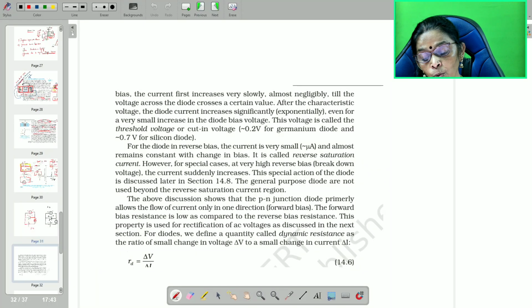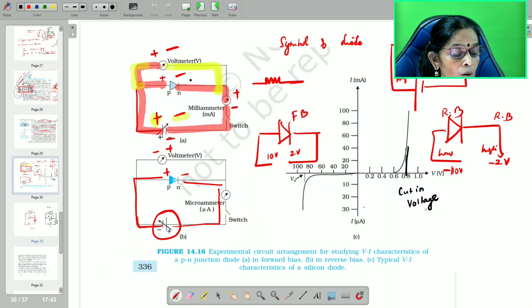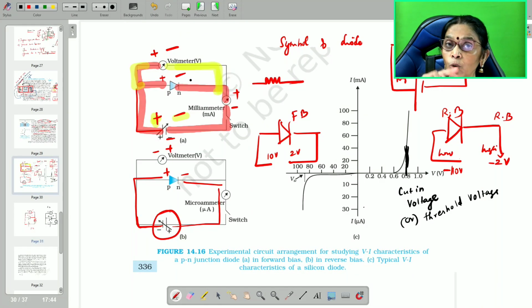So you must note down the threshold voltage or cut-in voltage. What is the cut-in voltage or threshold voltage? The voltage at which the current starts increasing rapidly in the forward bias is called the threshold voltage. Note down, children, the threshold voltage happens only in forward bias.